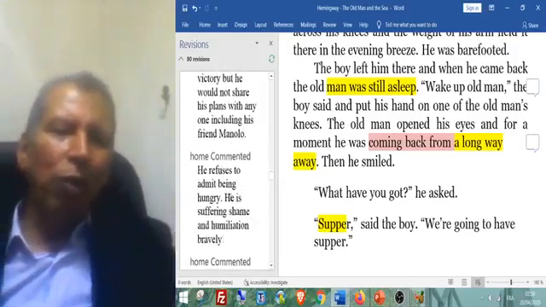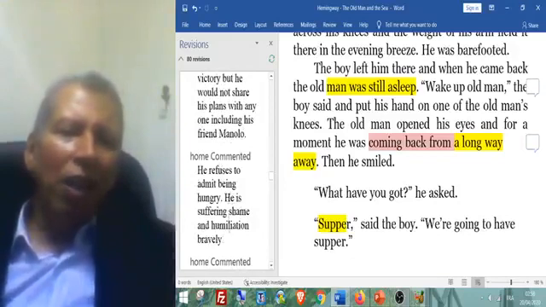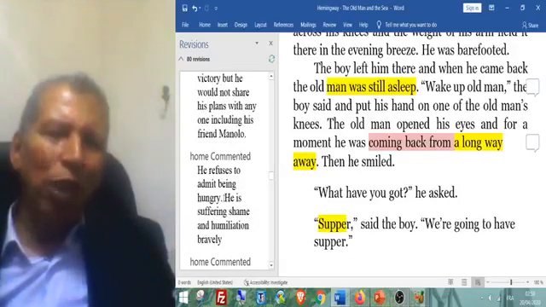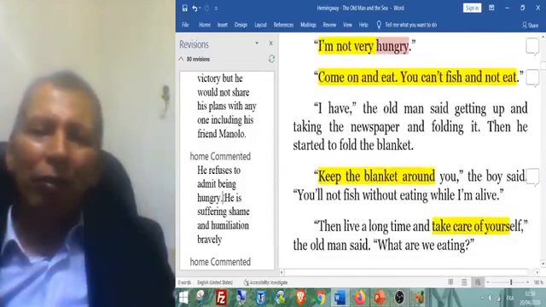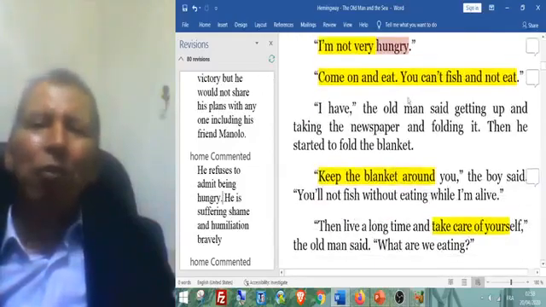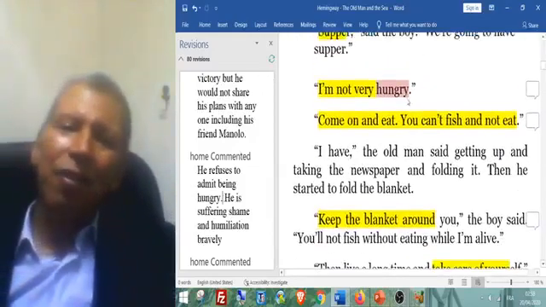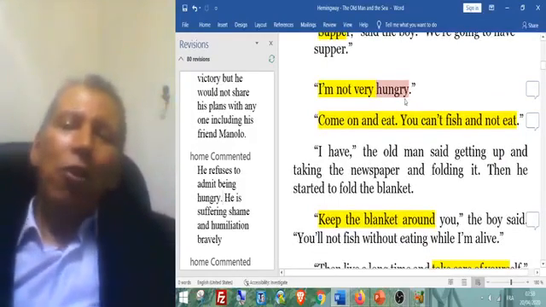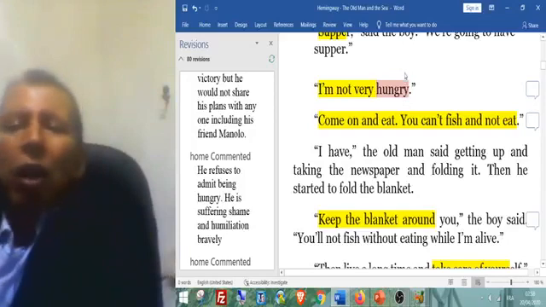He refuses to admit being hungry, and he is suffering the shame and humiliation of hunger bravely. "I'm not very hungry," he says. "Come on and eat. You can't fish and not eat."